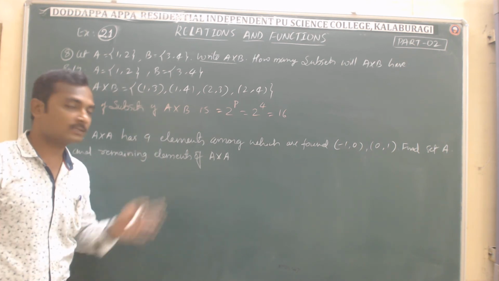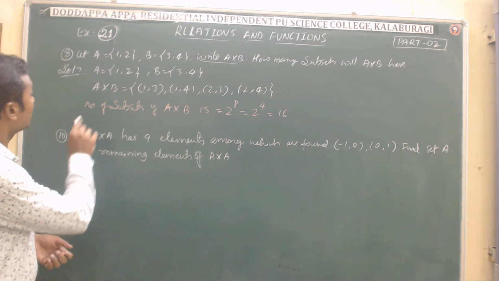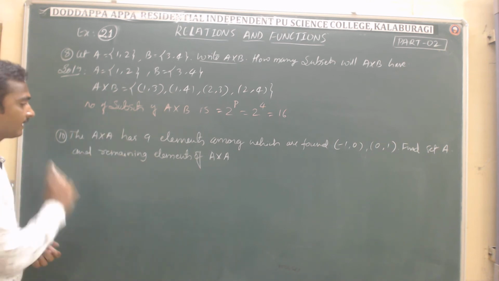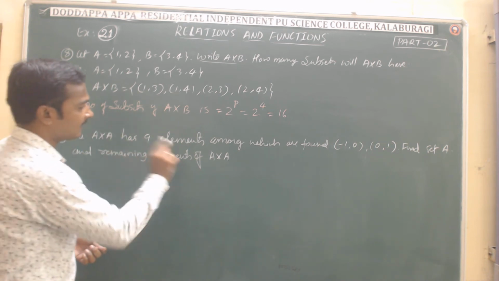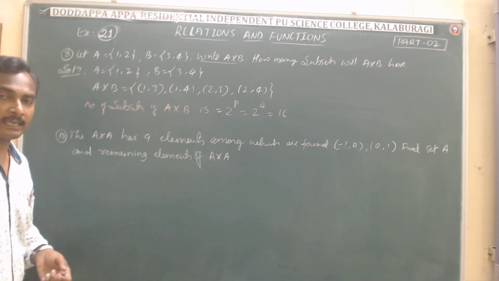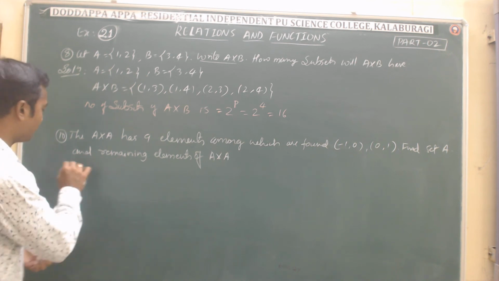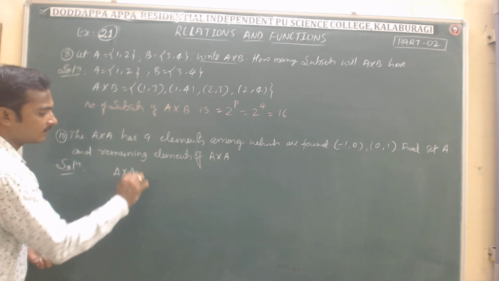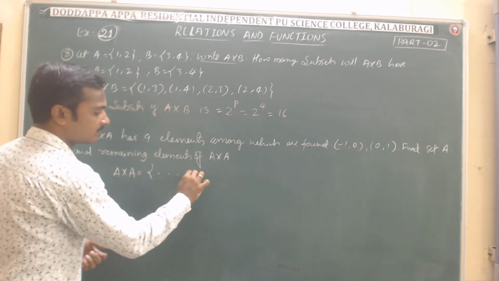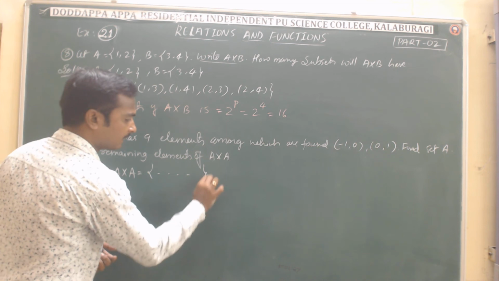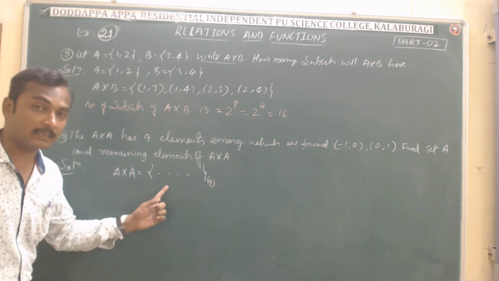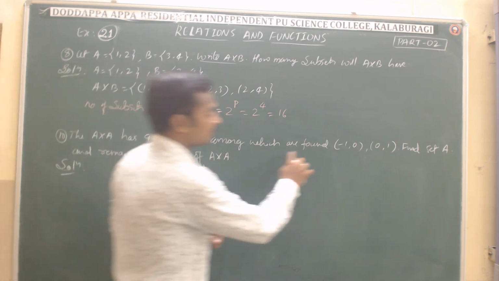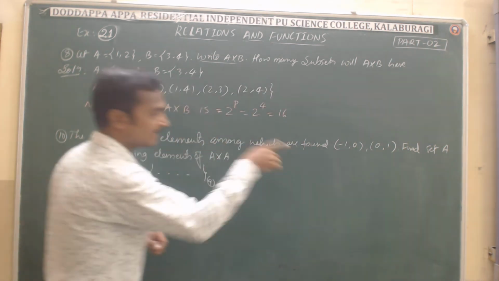Okay, so let us solve the next example. The ninth one will be homework, and I will go to the 10th one. A cross A has 9 elements. For example, the Cartesian product A cross A has 9 elements in total. There are totally 9 ordered pair elements. Some of them are found to be minus 1 comma 0.